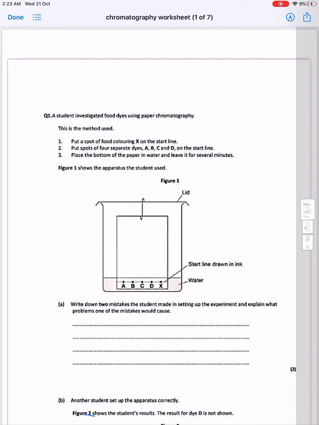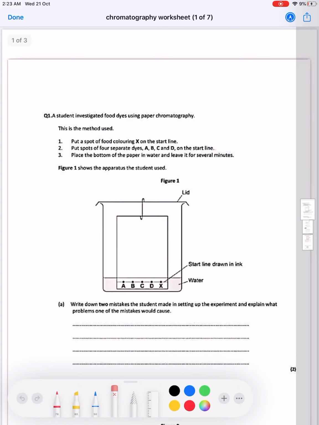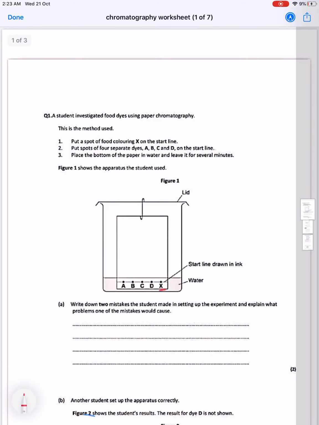I'll be facilitating a short tutorial today about chromatography, and let's start with the first question. A student investigated a food dye using chromatography paper. He placed the spot of the food coloring X on the start line. You can see it right there. So this is point X, and then he placed 4 other separate dyes A, B, C, and D on the start line. He placed the bottom of the paper in water and left it for several minutes. Write down 2 mistakes that the student made in setting up this experiment and explain what problems one of the mistakes could cause.